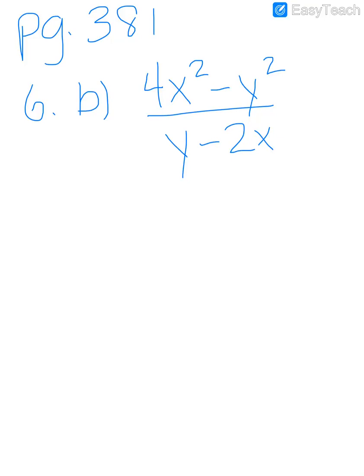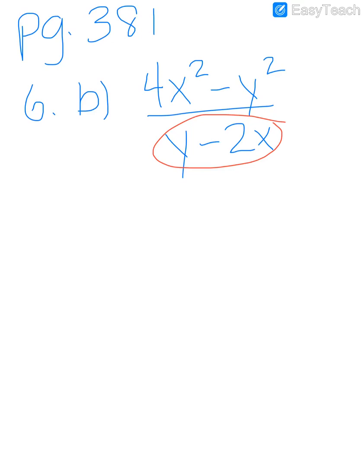Here's question 6b from the lesson on simplifying radicals on page 381. So the numerator is 4x squared minus y squared, and the denominator is y minus 2x. I'm hoping that when everybody looks at the denominator, you see that there's nothing really you could simplify. For the numerator, two terms separated by a minus, each of those terms can be square rooted.